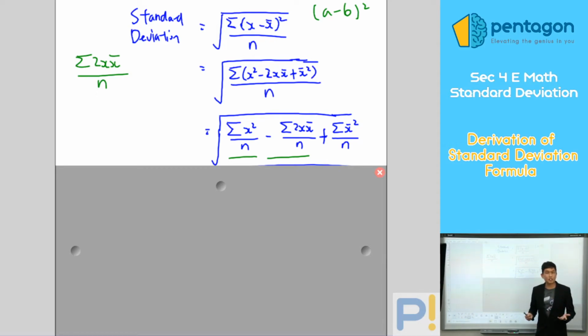The average does not change, right? The average does not change. It is actually a constant. x is a variable, but x bar is a constant. So please take note of that.